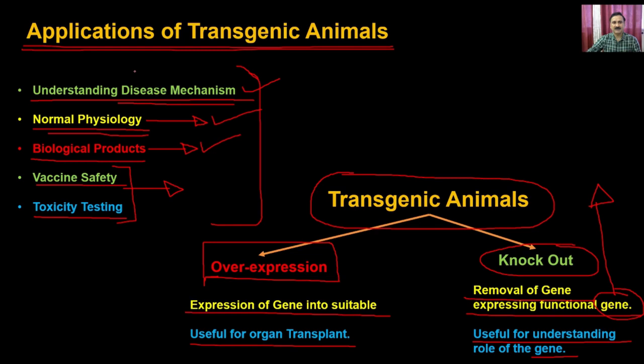So we'll start with understanding the disease mechanisms. And if you want to understand the disease mechanism, you might first have to make a disease model. For example, if I want to understand how blood clotting is happening, I might have to develop a model where the organism may not be able to clot the blood, or some other kind of dysfunction, so that it will be helpful to understand the different steps of how the disease is happening. So you have to develop the model.